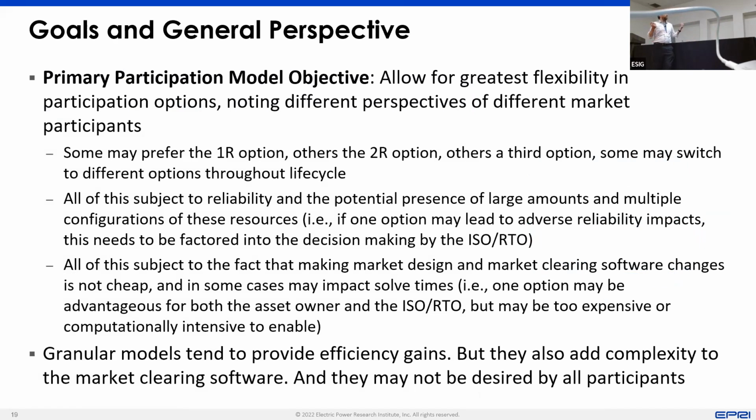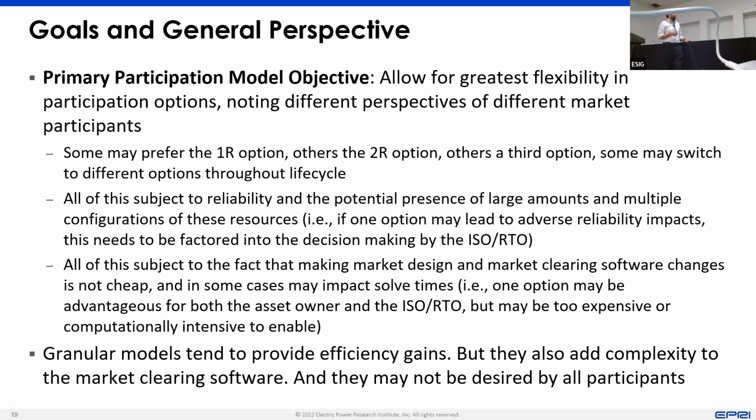So what are some overall objectives? And I don't know if these are maybe mine or EPRI's. I can't remember if we took this from something else, but they're very in line with what I think an ISO or the FERC might have as well. And that is to allow for the greatest flexibility in participation options, but note the different perspectives of different market participants. So having flexibility that says, I'm not necessarily forced into this way of participating in the market, but there is this option that may benefit the system. It may benefit me as a market participant that I can choose to utilize.